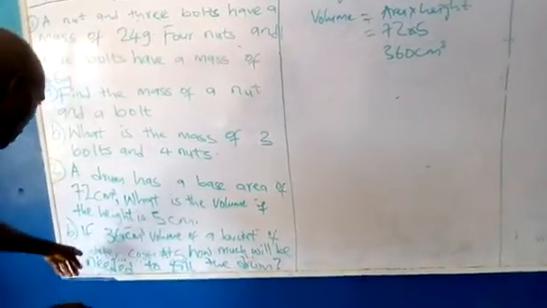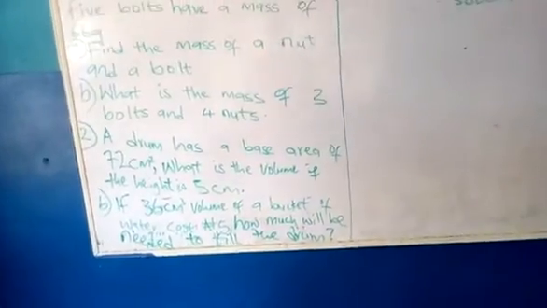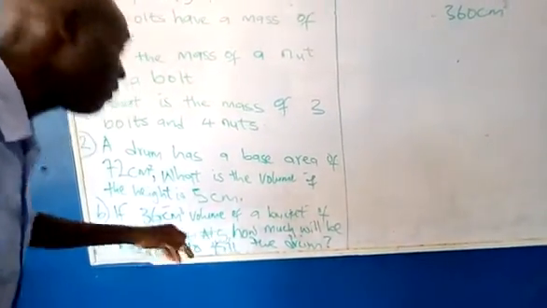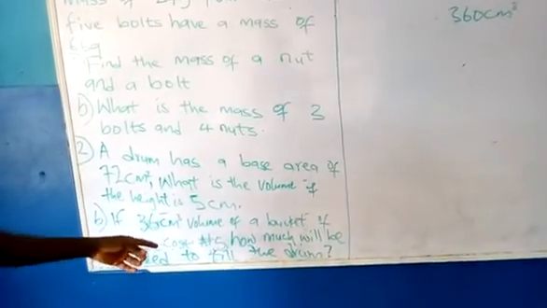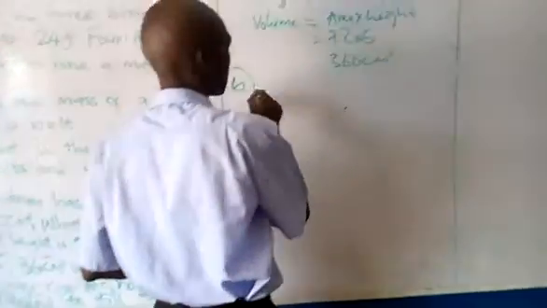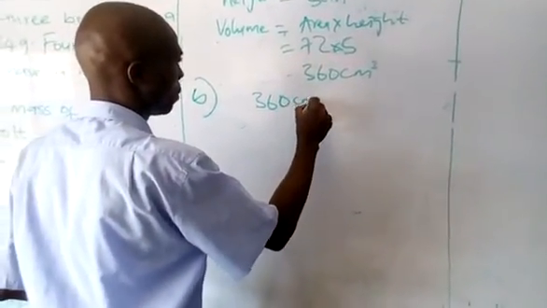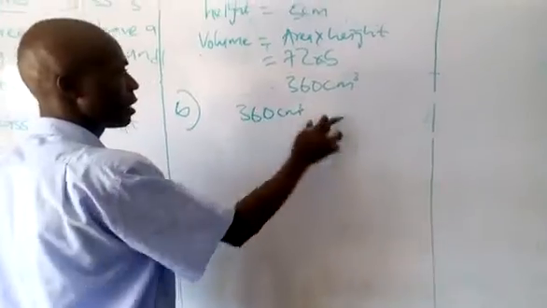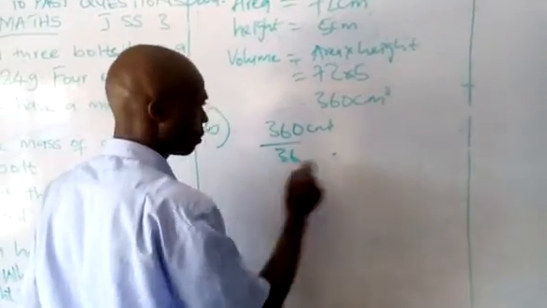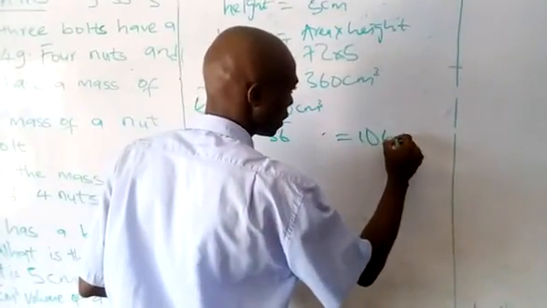Then the next question says if a bucket of volume 36 cm cube costs 5 naira, how much will be needed to fill it? Now, 36 cm cube, 360 cm cube. If the volume of a bucket is 36, we divide by 36, which will give us 10, which means 10 buckets of water will be needed to fill it.